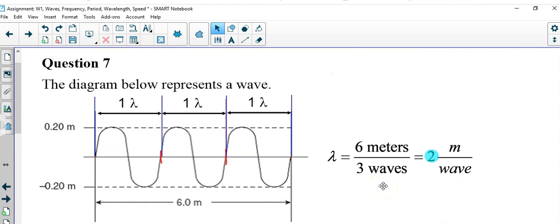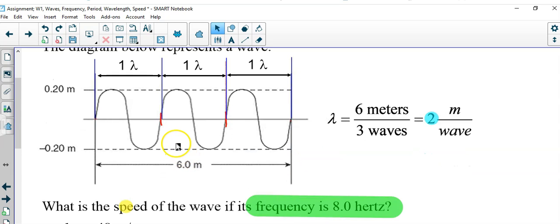Here in question 7, the diagram below represents a wave. They give you 3 sine waves in a row. I added these blue lines to demarcate the beginning and ends of each wave, and I put in the 1 lambda, and 1 lambda wavelengths, so you can see that all these 3 waves are the same, but you have 3 waves that are fitting into 6 meters. So let's take a look at the wavelength of each wave itself. So if 6 meters holds 3 waves, then it's 2 meters long for each wave. One wavelength is 2 meters.